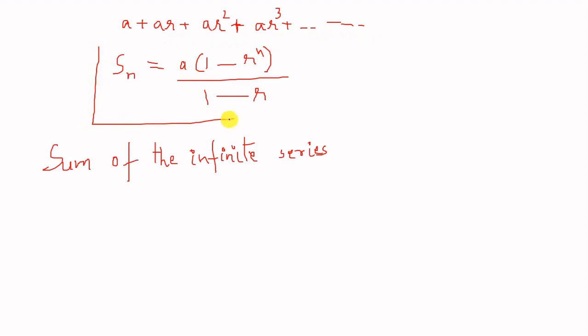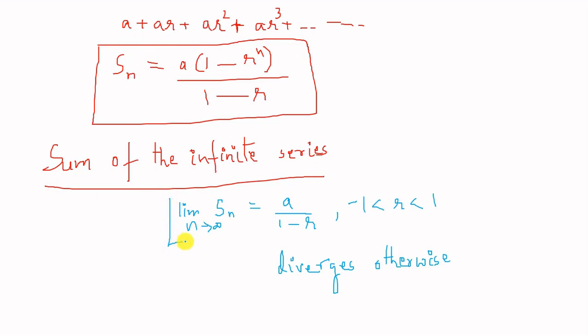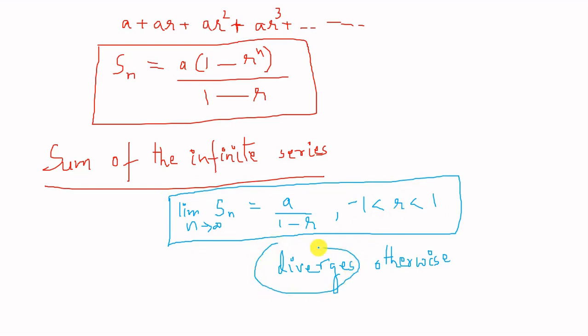So just to sum up, for the infinite series a plus ar plus ar square plus ar cube plus so on, we have seen that Sn is equal to a into 1 minus r raised to n by 1 minus r, and the full sum of the infinite series is given by limit n tends to infinity Sn equal to a by 1 minus r if the value of r lies in between minus 1 and 1, and if the value of r lies outside this range, then the series diverges. So remember, the infinite series converges for r lying in between minus 1 and plus 1 and diverges otherwise.